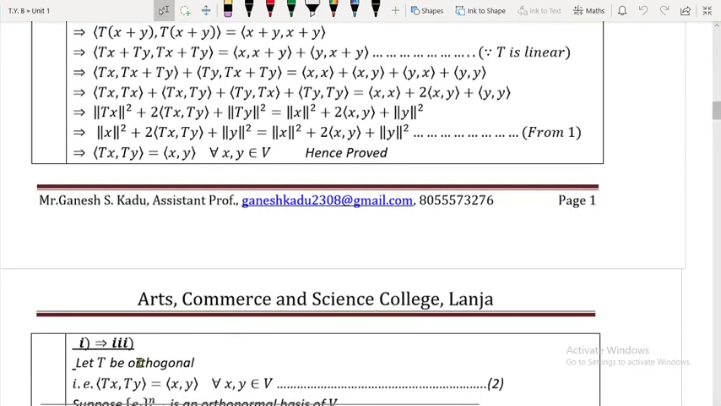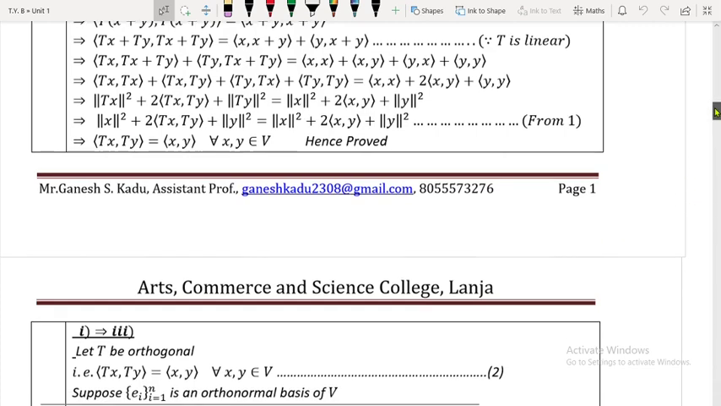Okay, so in 1 implies 3 we are going to assume that T is orthogonal, and we are going to prove that if e_i, i varying from 1 to n, is an orthonormal basis, then T of e_i is also an orthonormal basis. So first I have said here, let T be orthogonal, and you know the definition of an orthogonal linear transformation. Therefore inner product of Tx with Ty is equal to inner product of x with y for all x, y belonging to V, and I am calling it as 2. Now I will assume that e_i, i varying from 1 to n, is an orthonormal basis of V.